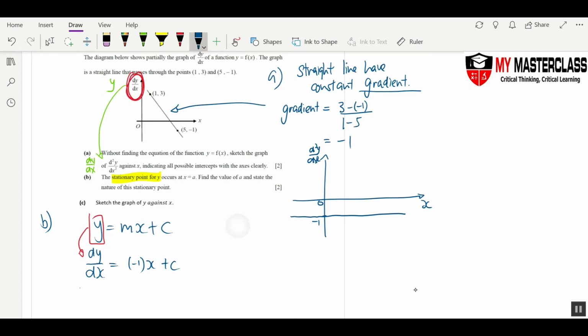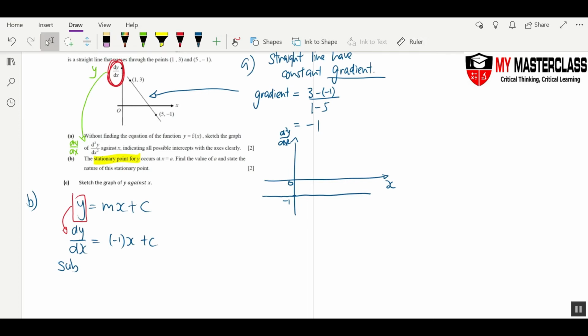Alright, then I sub in a value that it passes through. Which value can I sub? (1, 3) or (5, -1)? Yes, it doesn't matter because the line passes through both of them. But which is the better choice? (1, 3) or (5, -1)? (1, 3), because like I will share with you all, it's positive.